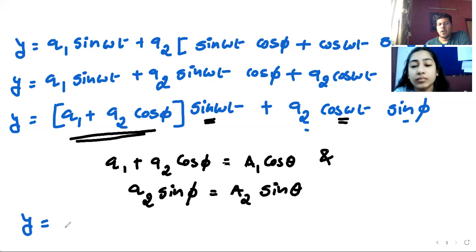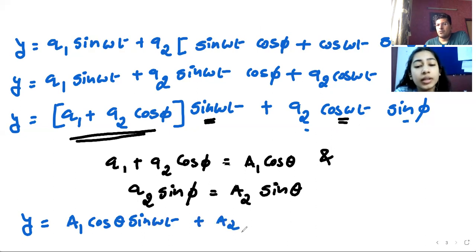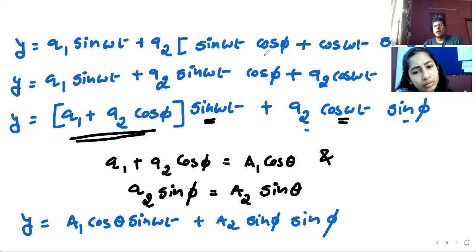Capital Y equals small a1 plus small a2 cos phi, which is a1 cos theta sin omega t, plus capital A2 sin theta, sorry, cos omega t.